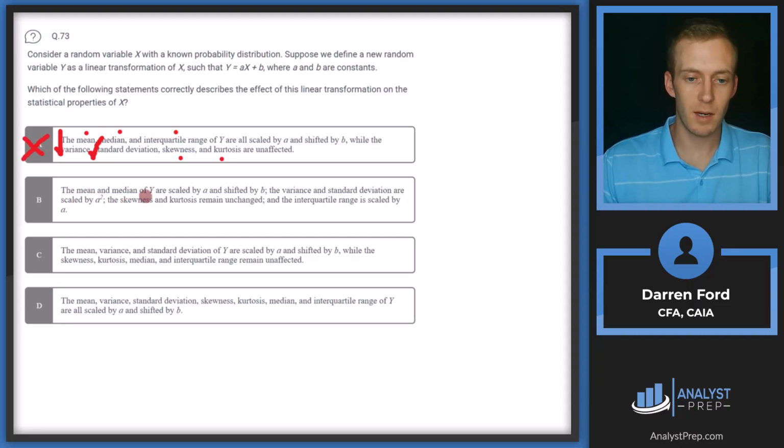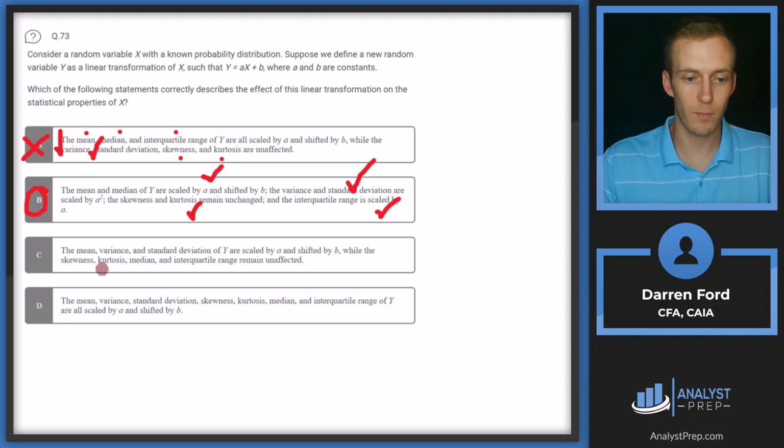B, the mean and median of y are scaled by a and shifted by b. Correct so far, which was the same as up here. The variance and standard deviation are scaled by a squared. So this is also going to be correct. So we're good so far. Skewness and kurtosis remain unchanged, which is correct. And then the interquartile range is scaled by a. That's also going to be correct. So we'll go ahead and give B the nod for now.